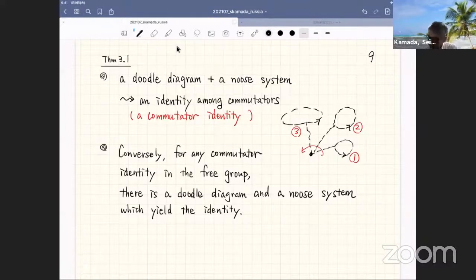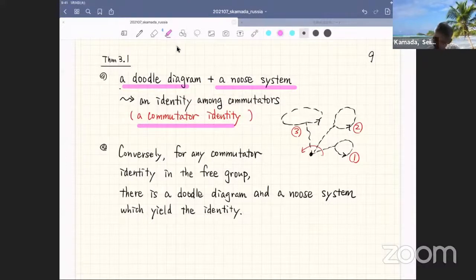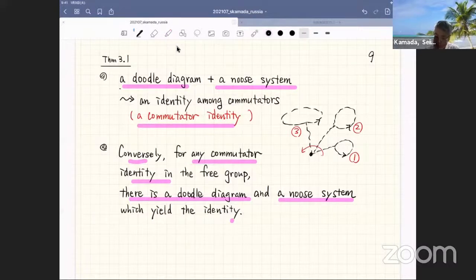This is a fundamental theorem. When we have a doodle diagram, colored doodle diagram, and a noose system, then we have a commutator identity. And conversely, for any commutator identity, there is a doodle diagram and noose system which gives the identity. This theorem is by Payne and Taylor.